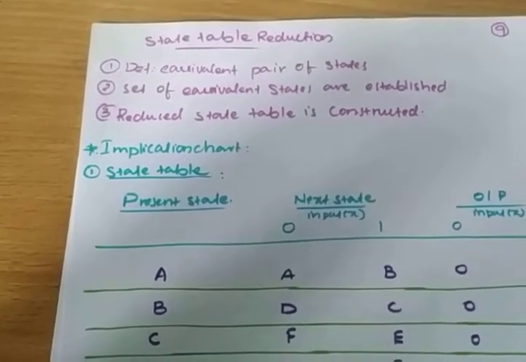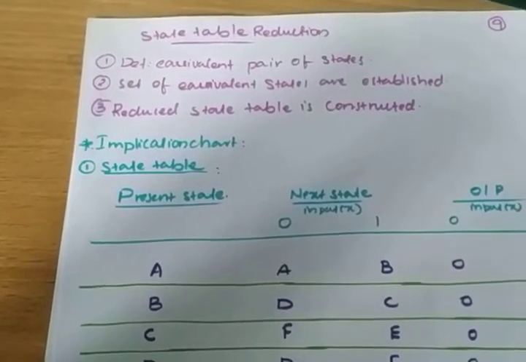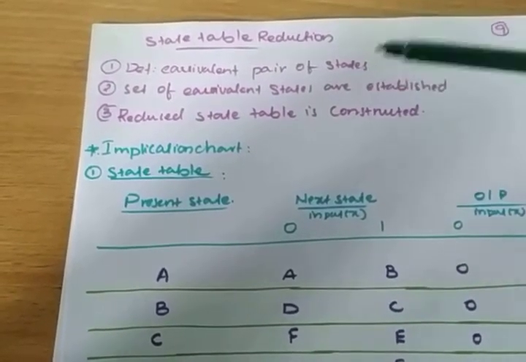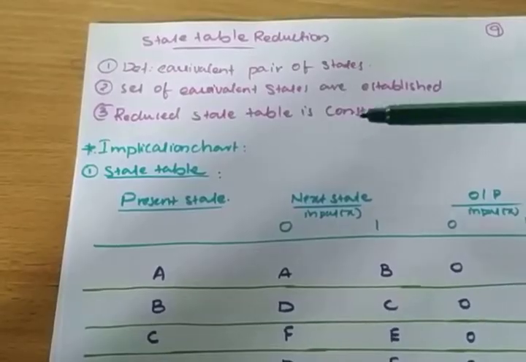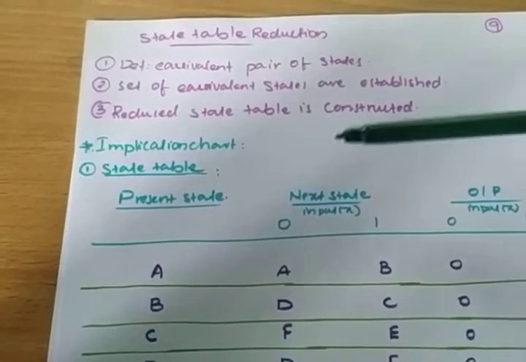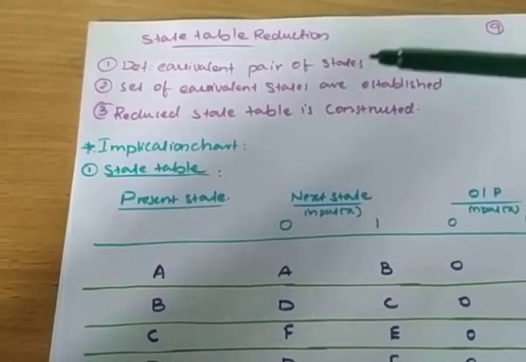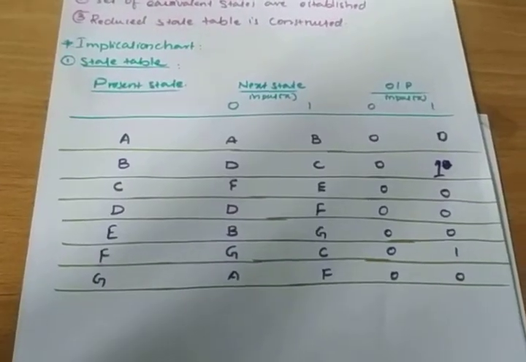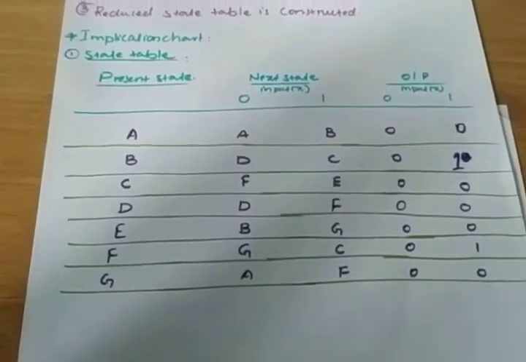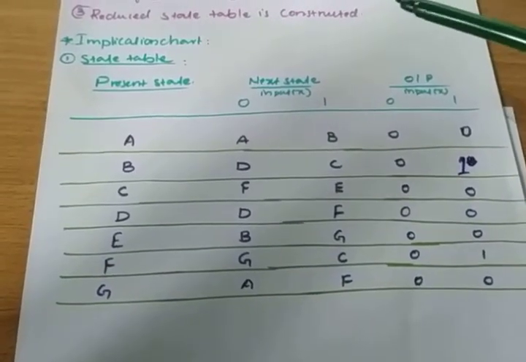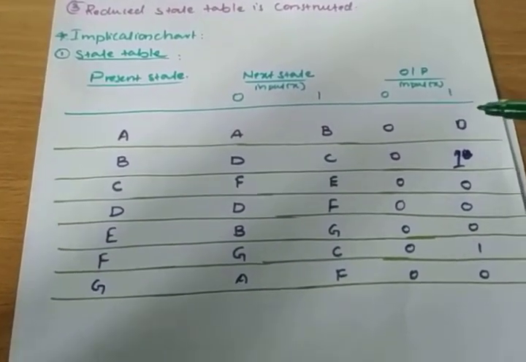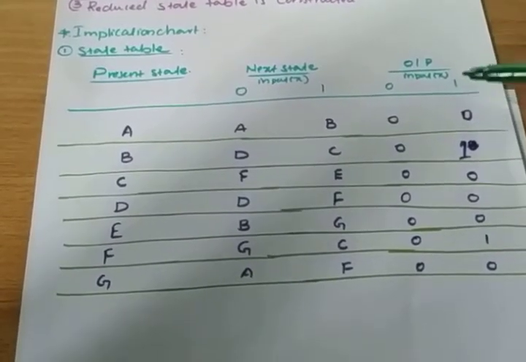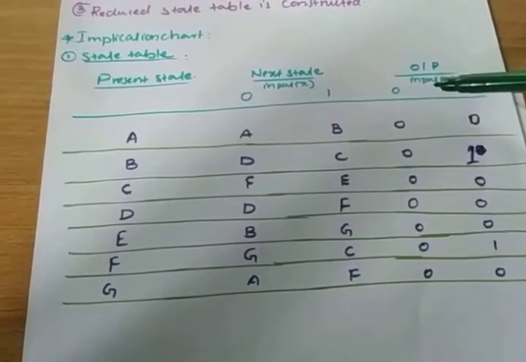For this, first we need to know an implication chart. Through the implication chart we can reduce the states. Different methods are there, but here I am discussing how an implication chart can be used to reduce the states. So look here. I am giving a state table, and it is asked to find the implication chart and reduce the state table to the minimum.